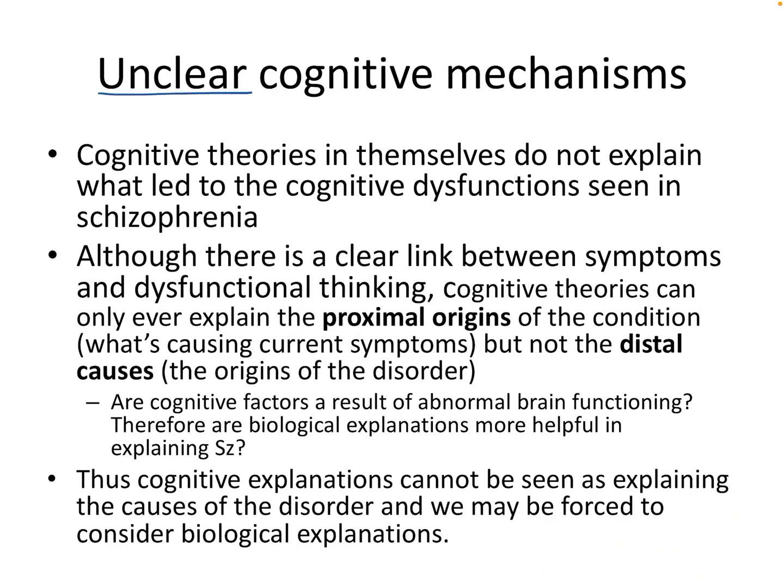However, it's still unclear exactly what cognitive mechanisms are involved here, what is causing this impairment. The theories themselves actually don't explain what leads to schizophrenia. Although we can see that there is obviously a clear link between dysfunctional thinking and cognitive explanations, they can only ever actually explain the proximal origins of the disorder, i.e., they can only explain what's actually causing the current symptoms. These explanations cannot explain the distal causes, i.e. the origin of the disorder.